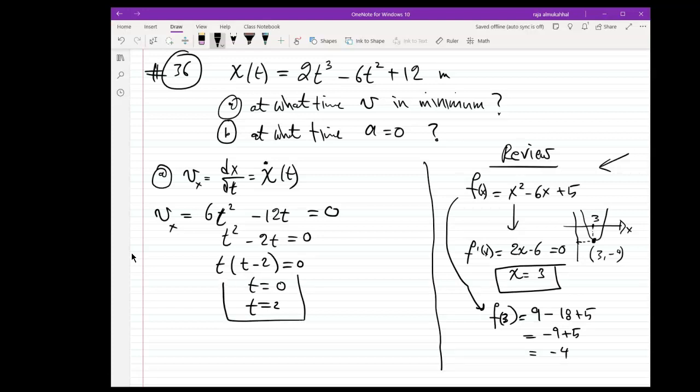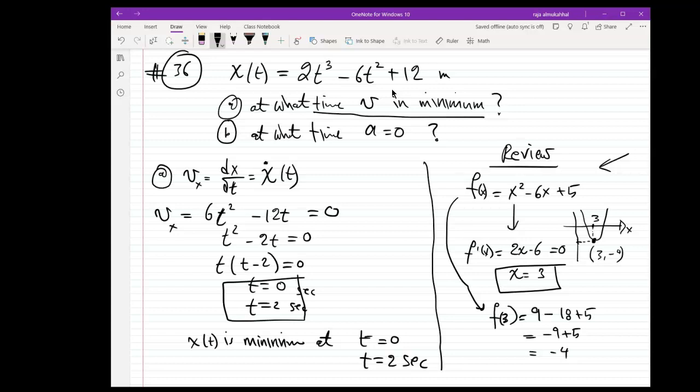Now what is that? I forgot to put a second here. This is where the displacement, x, is a minimum. So x of t is a minimum at those two values, at t equals 0 and t equals 2 seconds. But he's asking at what time v is a minimum.